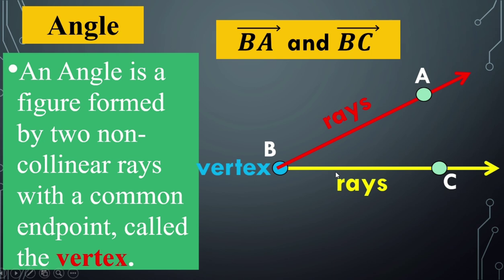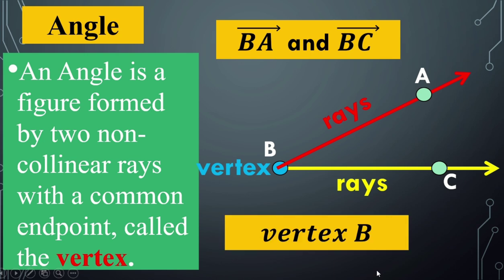Now, question. Can we name this ray as ray AB? That's right, we cannot name this side as ray AB because A is not the endpoint. Since B is the endpoint, we can call it ray BA but not ray AB. Same as ray BC, we cannot call it ray CB since C is not the endpoint. So that is our vertex. We call it vertex B.